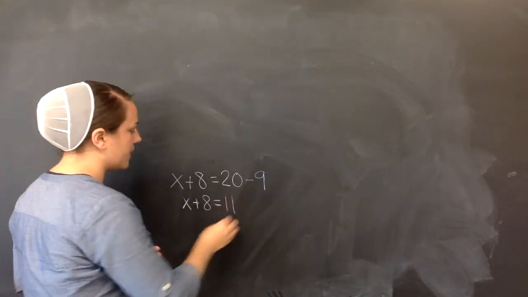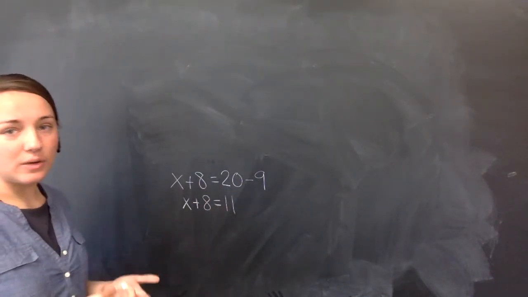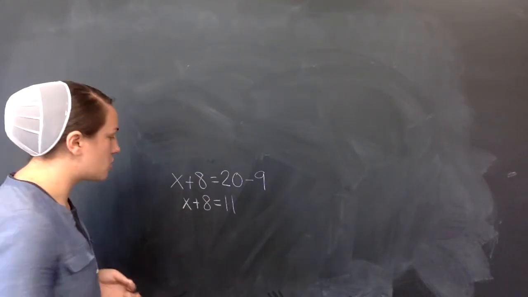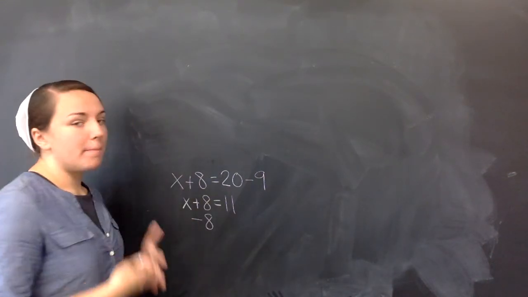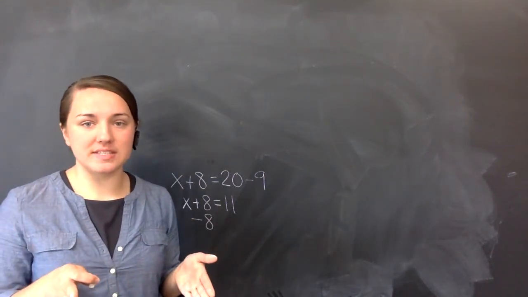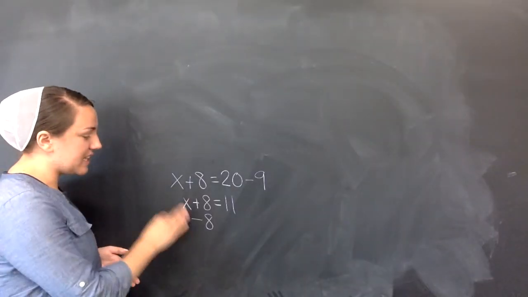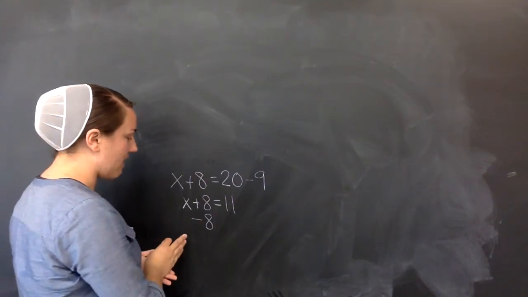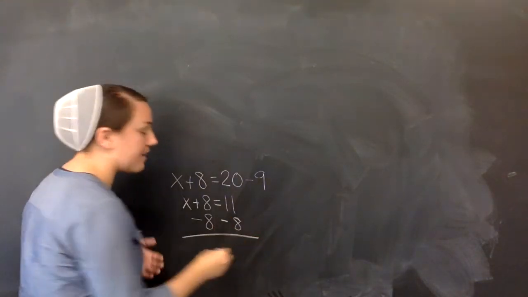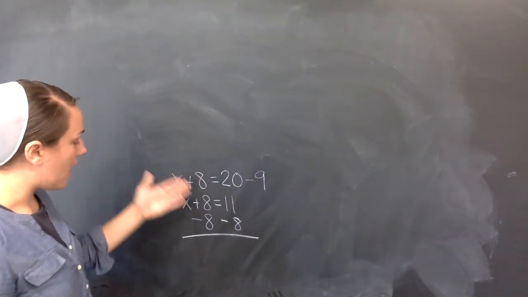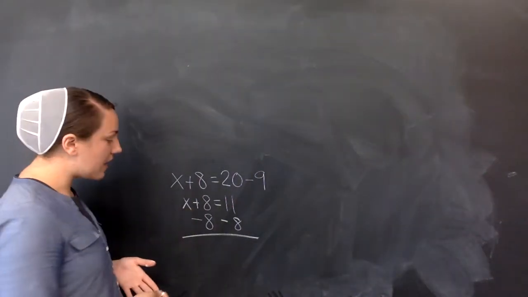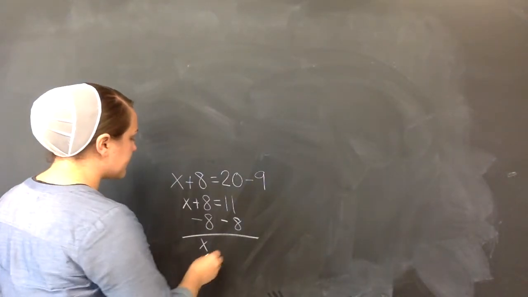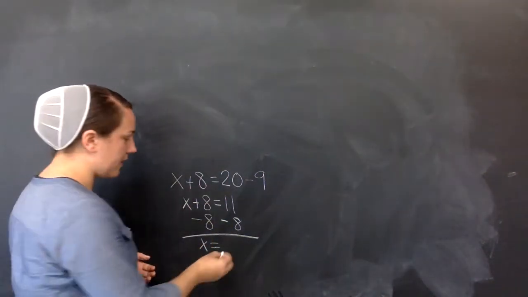That is 11. Now, to figure out what x equals, we have to get x by itself. And in order to do that, we need to get rid of our 8. So we're going to subtract 8. But because an equation is balanced on both sides, whatever we do to this side, we also have to do to the other side. So, because we're subtracting 8 from this side, we're also going to subtract 8 from that side. Okay? Now, 8 minus 8 is nothing. So all we're left with is x, which is what we wanted. Then we have x equals, 11 minus 8 is 3.